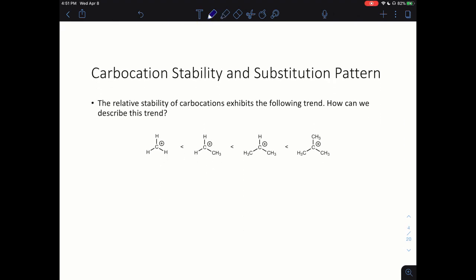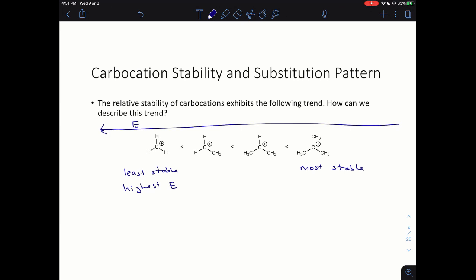The relative stability of carbocations exhibits the following trend, and I would like for you to consider how you can describe this trend. Well, we can see that this is the least stable cation, and this one is the most stable. That means that this is the highest energy. If we had an energy axis, this would be the highest energy, and this would be the lowest energy.